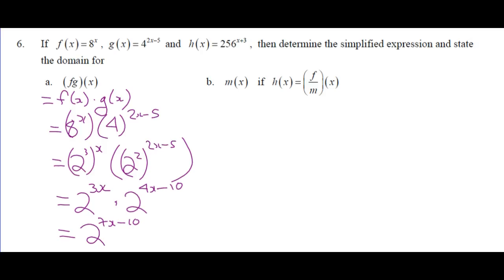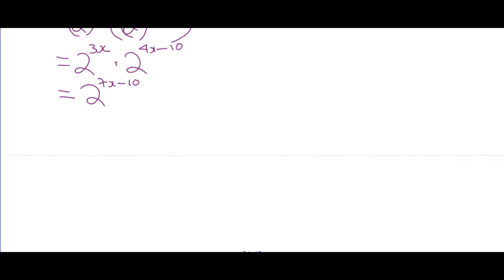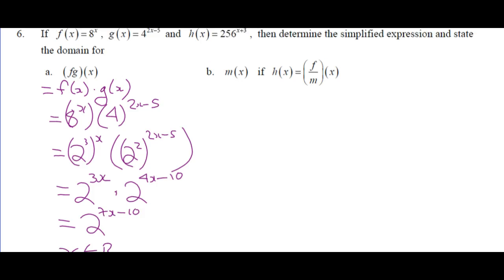Is there anything unreal about this? Any x's you can't have? Can x be 0? Can 7x minus 10 be 0? What can't 7x minus 10 be equal to? There's nothing it can't be equal to, right? It's an exponential. It's not a radical. It's not a log, right? A log function, you have to have a positive base and a positive value.